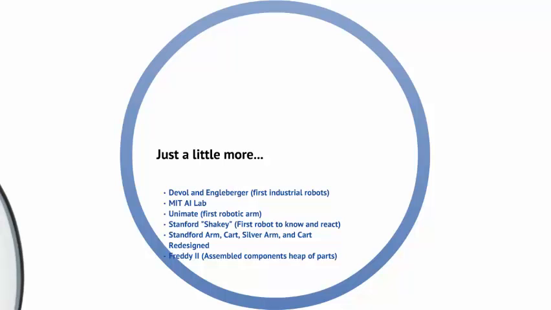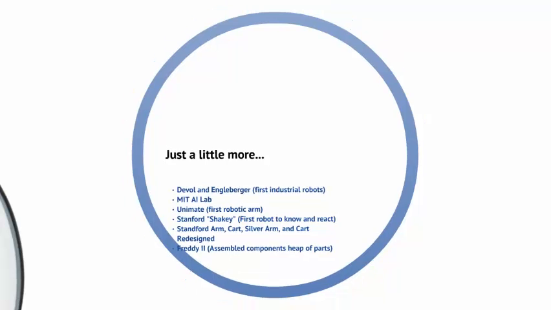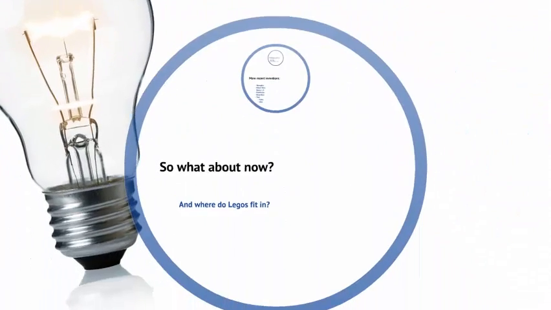Stanford creates a few different devices. Shaky, the first robot to actually know and react to its environment. The Stanford arm, the Stanford cart, the silver arm, and the cart redesign were all things that Stanford created that were different robots able to interact with their environments in different ways. Freddy 2 was an arm that could take a heap of components and then assemble them in an organized fashion based on what they're supposed to be. So we're starting to see much more advanced things occurring here.